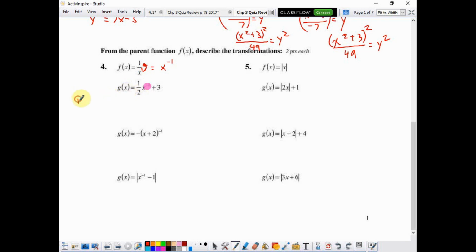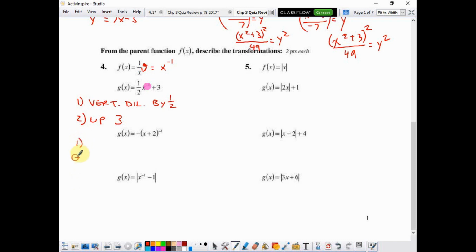Outside the function, we're multiplying by 1/2. When we multiply outside of a function, that is a vertical dilation, and it is by that number 1/2. And then when we add 3 outside of a function, that function shifts up 3 units. So that means all the y values for this function get cut in half, and then it shifts up 3.